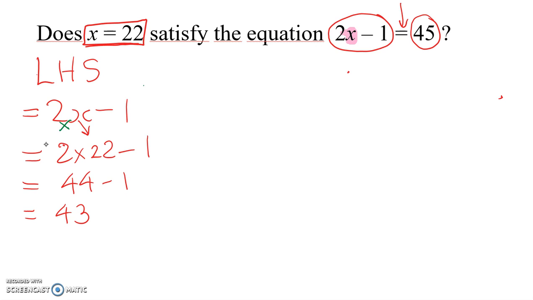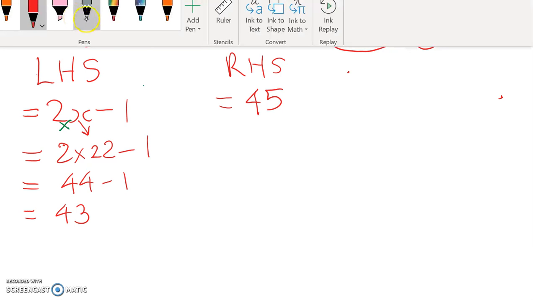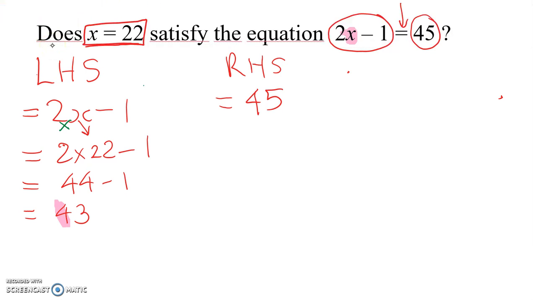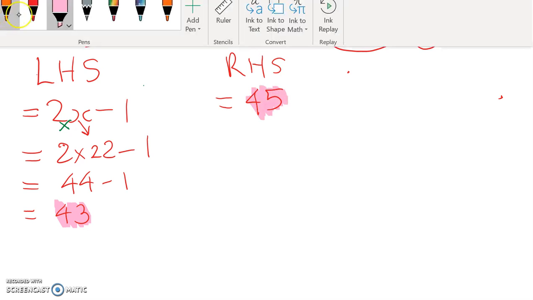Now, when I look at my right-hand side, I can see straight away there's actually no calculations to do on the right-hand side. The right-hand side is 45. And all I have to think about now is, well, does my left-hand side, which ends up being 43, equal my right-hand side, which ends up being 45? Clearly, they are not equal.